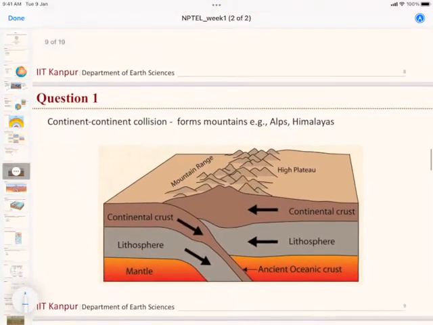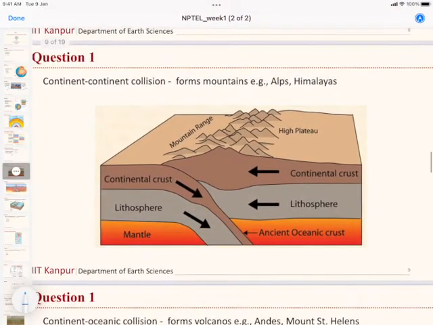Moving forward, this is the example of continental collision. Here you can see this is marked as plate 1 for understanding, and this is our plate 2. You can see that plate 1 is subducting under plate 2, and due to that subduction, lots of mountain ranges are forming on the boundary.